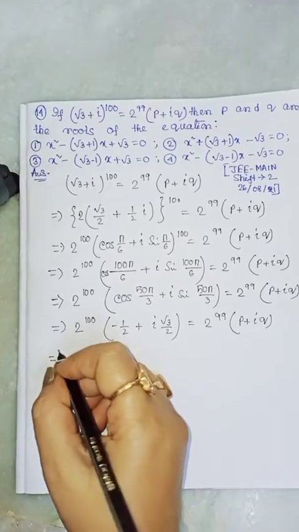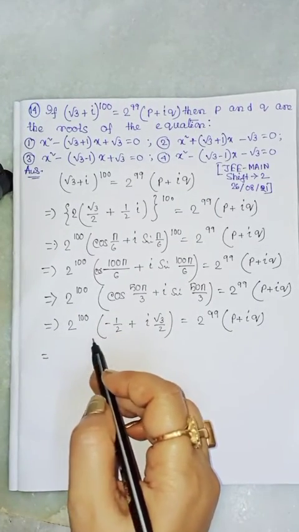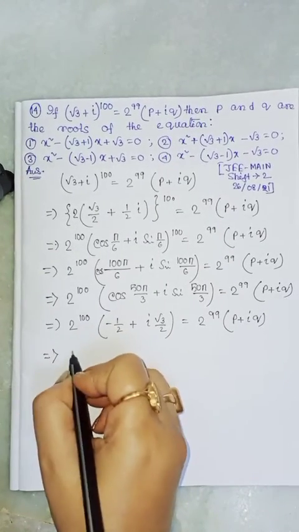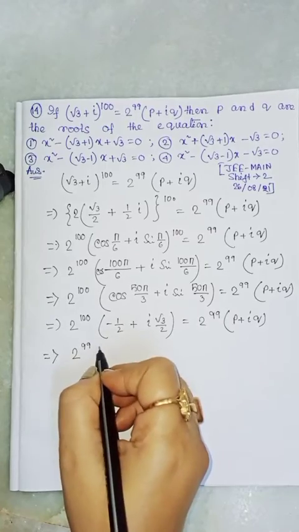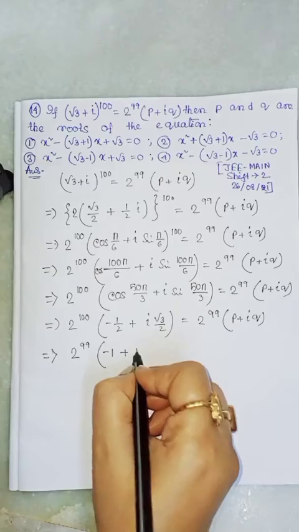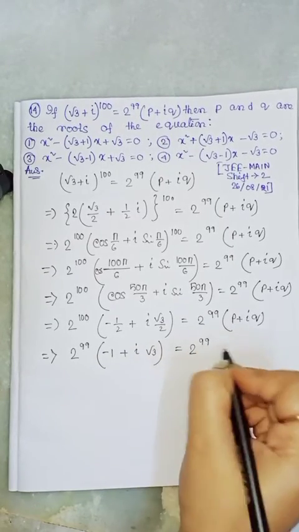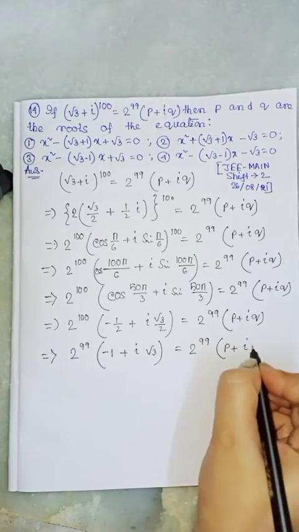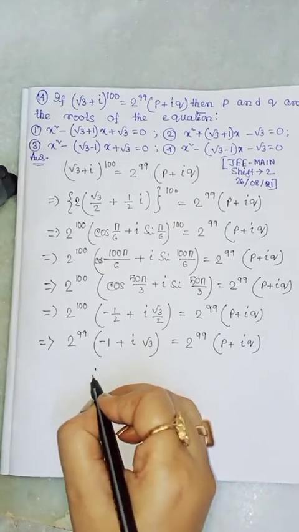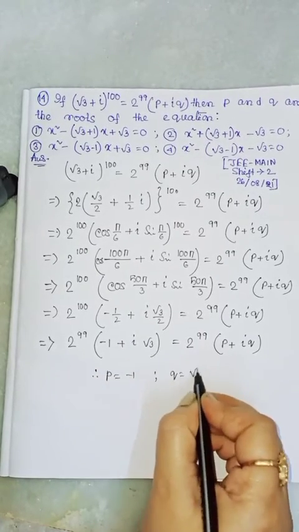So now this one becomes 2 to the power 99 times minus 1 plus iota root 3, that is equal to 2 to the power 99 (p plus iota q). So comparing both sides, we get p is equal to minus 1 and q is equal to root 3.